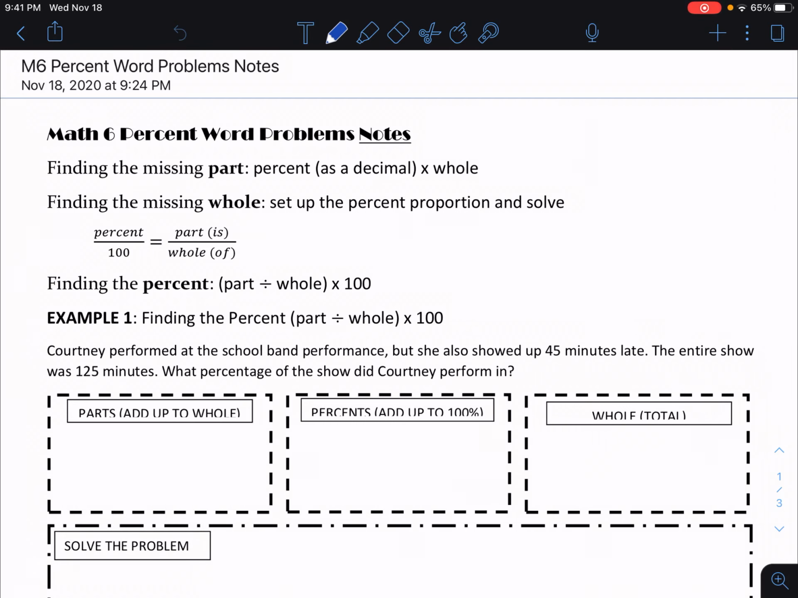Hey everyone, today we are going to be doing some percent word problems, and we're going to be using the skills that we talked about yesterday to find parts, percents, and wholes.